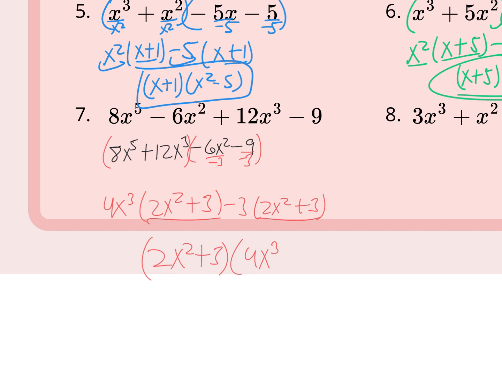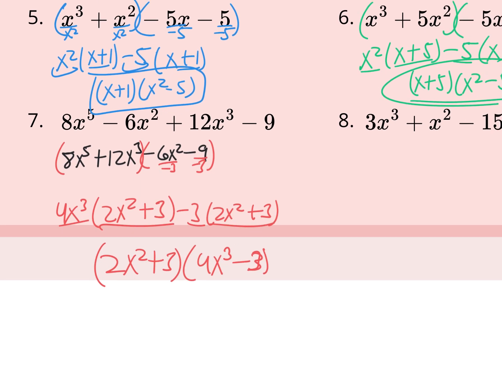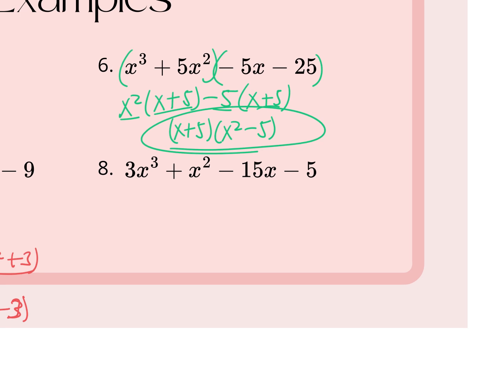And then 4x to the 3rd minus 3 is going to be its own set of parentheses, right? Those are the GCFs that we took out. All right, last one on this page.